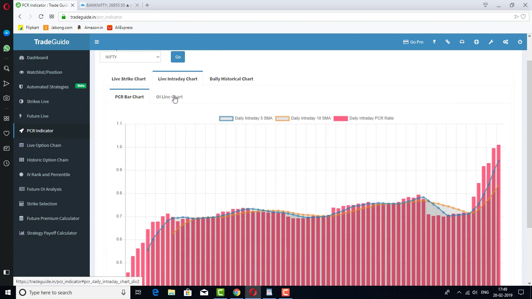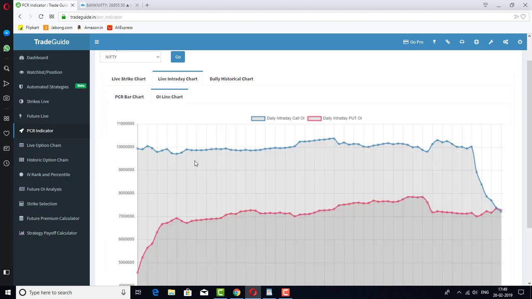You can also select the OI line chart. The OI line chart shows the daily intraday call OI and the put OI, and where they do a crossover. Like here we are seeing a particular crossover. We can't say whether this will continue or not, but here there is a crossover. You can remove it as you wish. These are the two ways of representation.